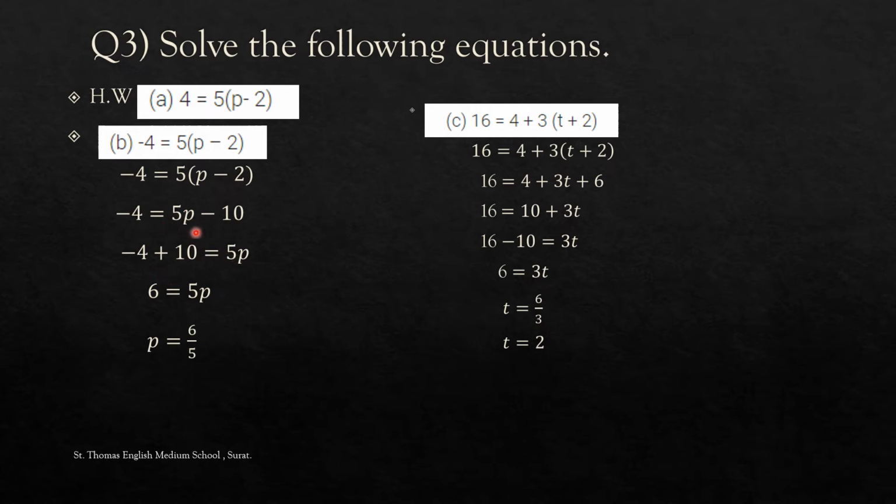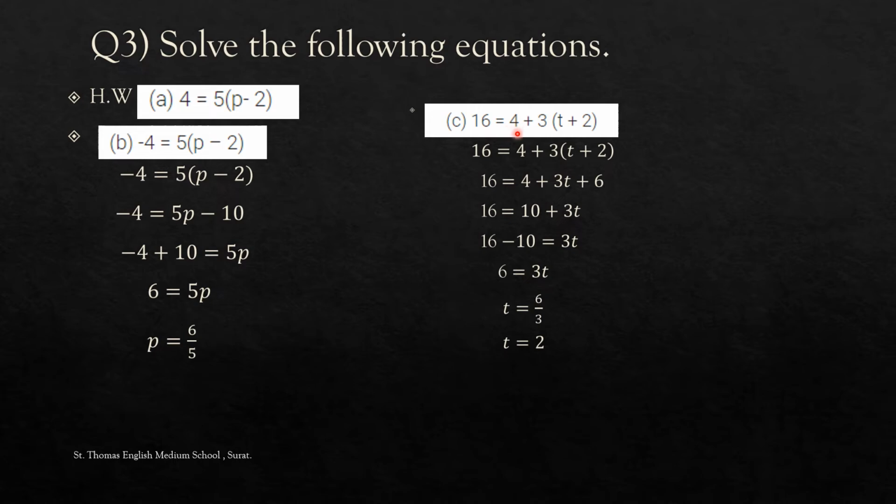Clear? So we are keeping the variable this side and taking the number another side. Minus 4 plus 10. One positive number, one negative number, you have to subtract. 10 minus 4, that is 6, is equal to 5p. Now p is equal to, write 6 first. This is multiplication. If it goes here, it becomes division. So p is equal to 6 by 5. It's clear children?